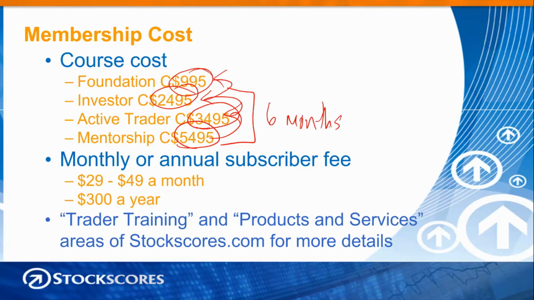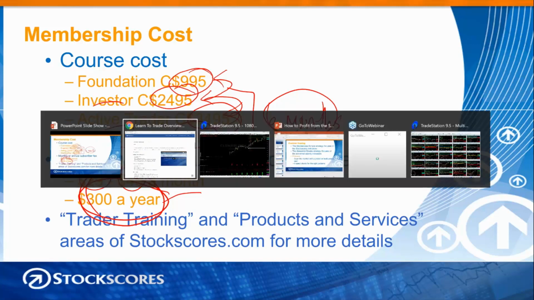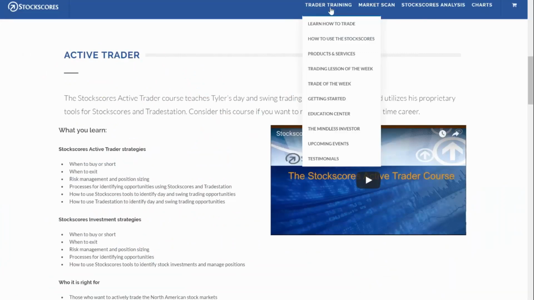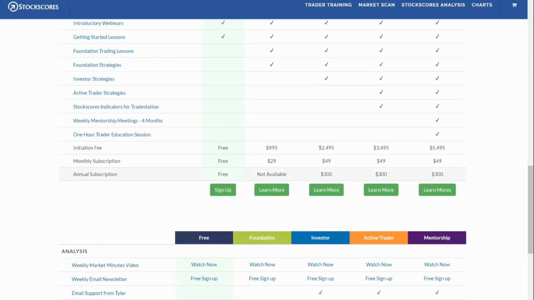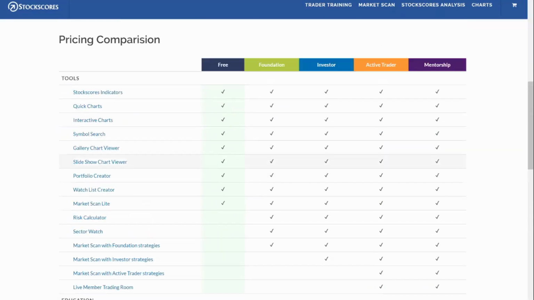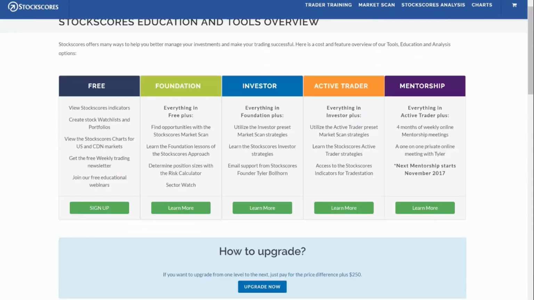After 6 months, you can either subscribe for $29 a month or $49 a month, depending on what subscription level you're at. Really, the better deal is to just do $300 a year. So you get 6 months free with the Investor, Active, or Mentorship, and then you can renew that for $300 a year. If you want a breakdown of how all that works, go into Trader Training, go to Products and Services, and there's a grid that explains all of the different courses and what's included, different options, that sort of thing. And the pricing is all there as well.